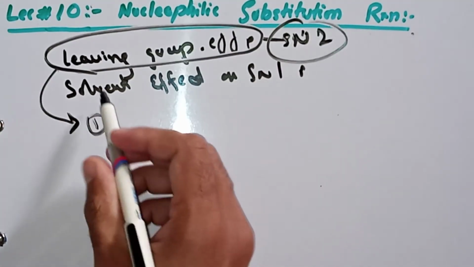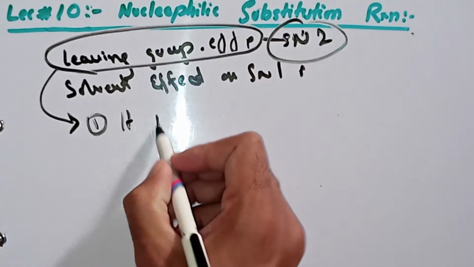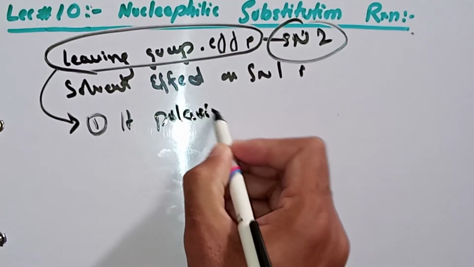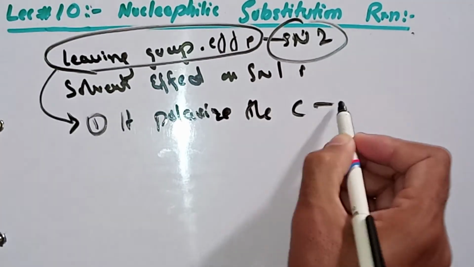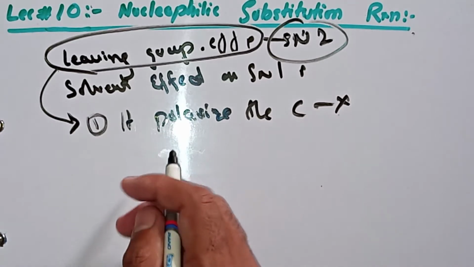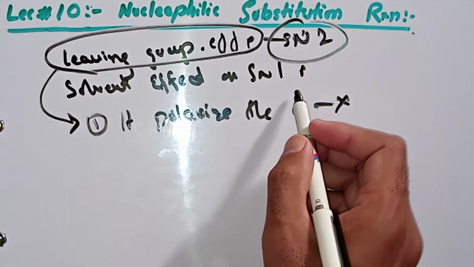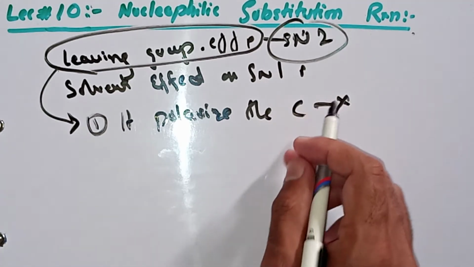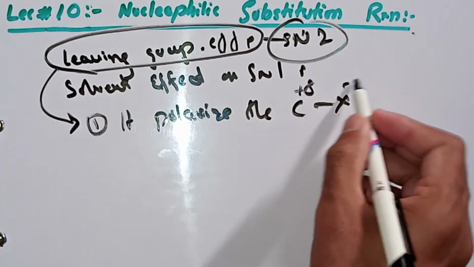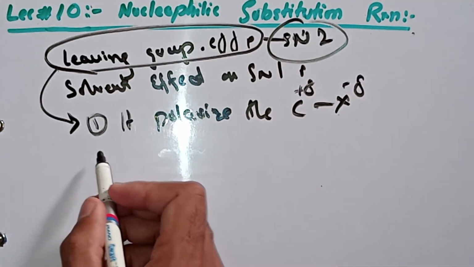The first purpose: the leaving group polarizes the C-X bond. That is the first purpose of the leaving group. The second purpose is that, because it polarizes the C-X bond, the carbon becomes electrophilic, due to the high electronegativity of the leaving group.